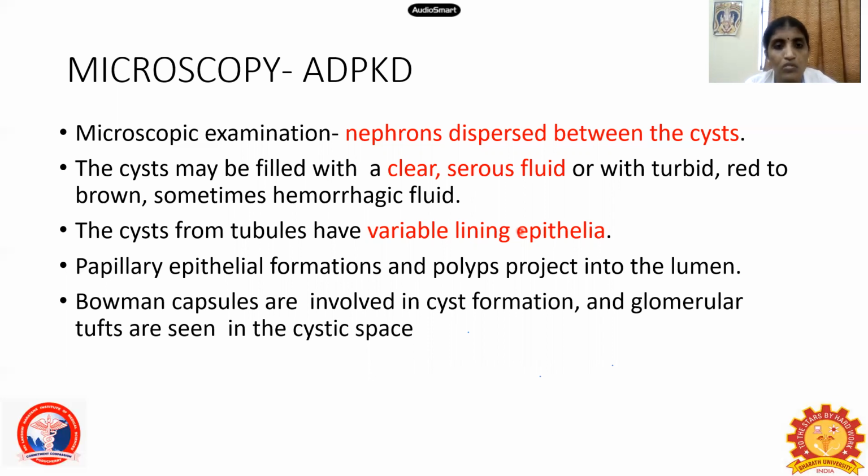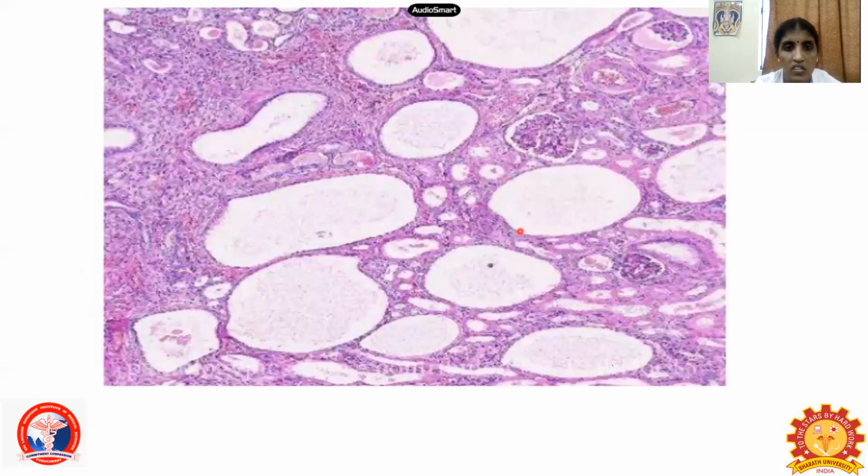So here these are true cysts and can show a variable lining epithelium. This epithelium can be a simple lining epithelium or papillary epithelial formations, and polyps can project into the lumen. Bowman's capsules are involved in cyst formation and glomerular tufts are seen in the cystic space. So this is the histology.